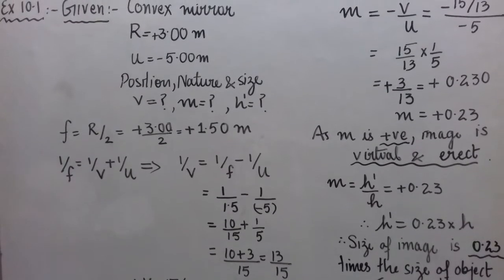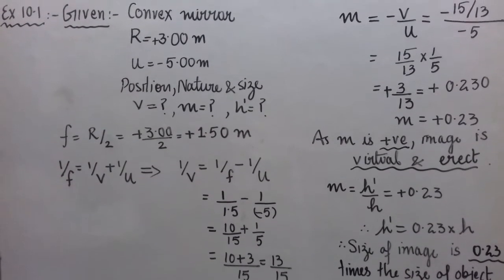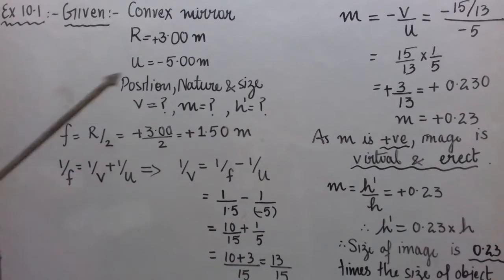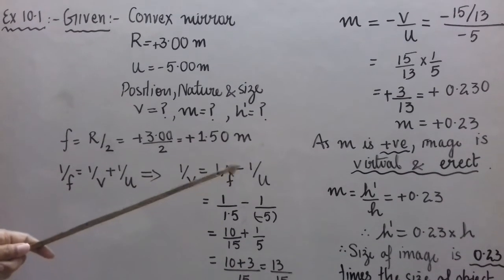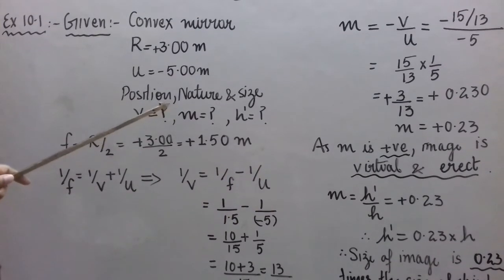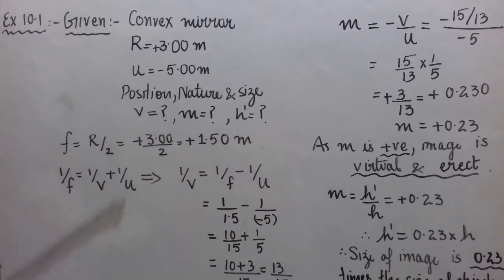As I have already told you before, when you write the answer, you put the proper sign, whether it is plus or minus. So as M is positive, we know that image is virtual and erect. So we have found the nature of image, it is virtual and erect.